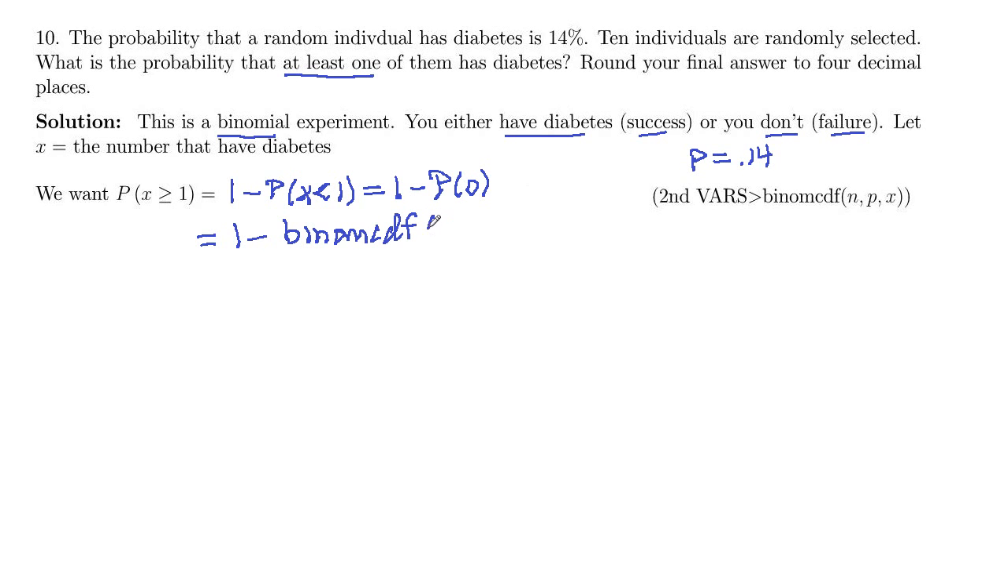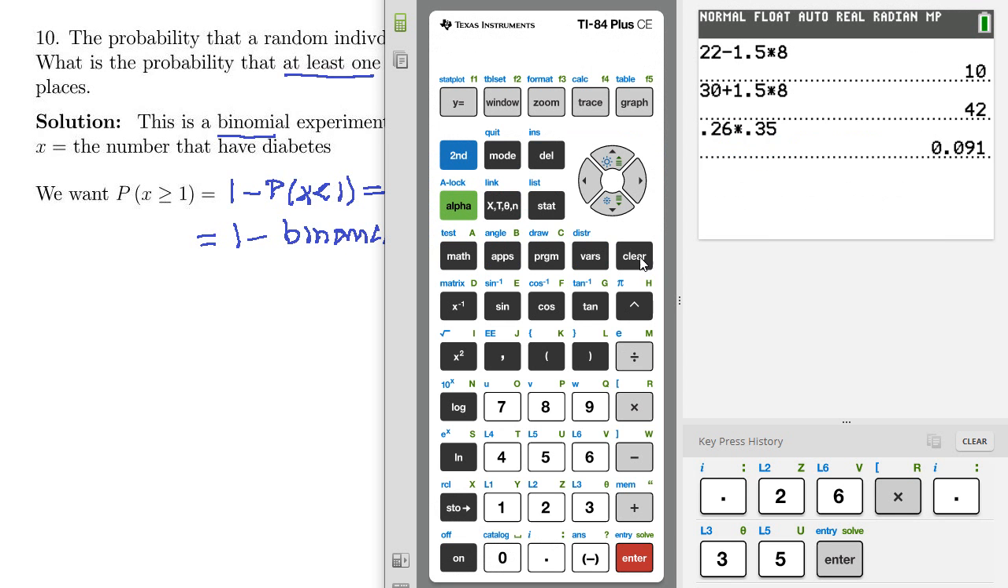And we have 10 trials, 10 individuals. Probability of success is 0.14. And we want to know probability of 0. So our x there is equal to 0. Let's go ahead and key this in.